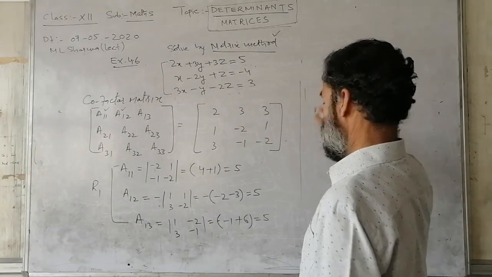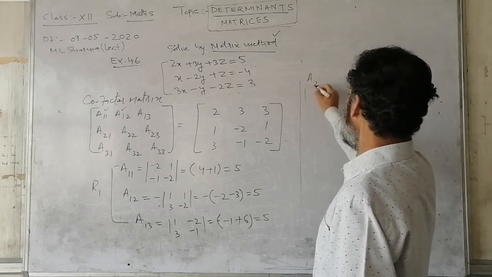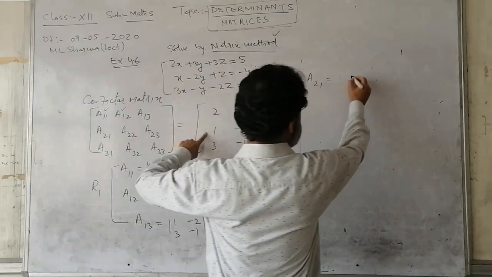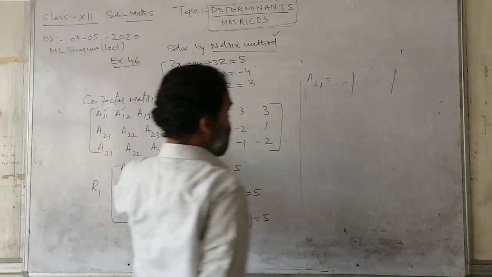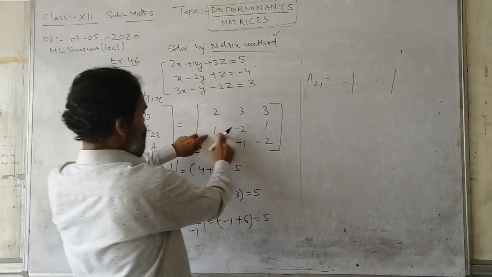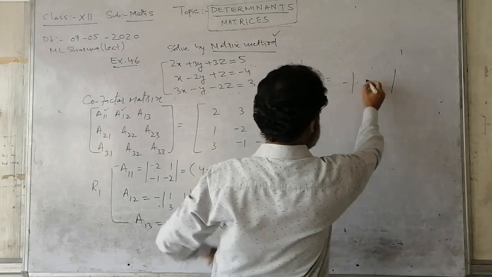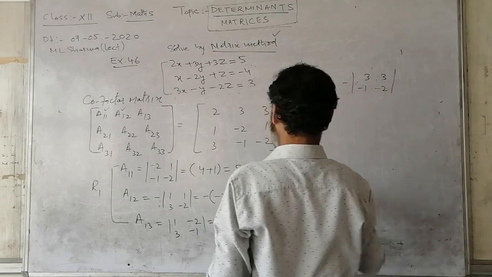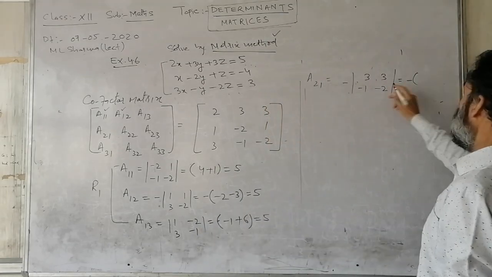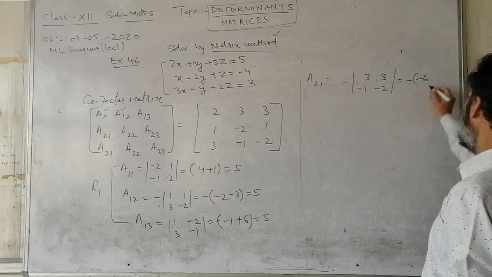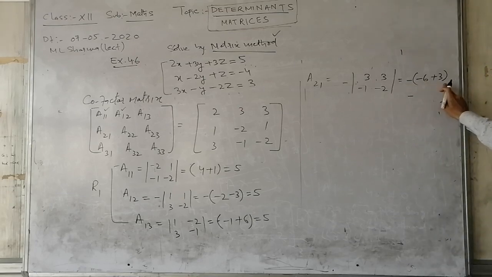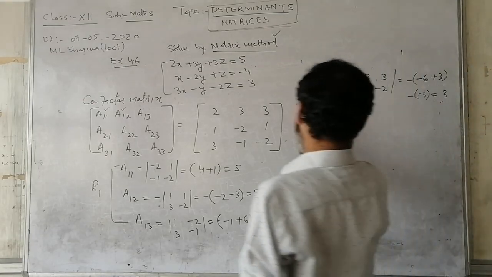So next, A21. For A21, this is the element. Again, a minus sign will be used here. If I delete this row and this column, I am left with the elements 3, 3, minus 1 and minus 2. So this will be minus times minus 6 plus 3. That means minus 6 plus 3, minus 3 inside. So 3. This will be the cofactor of this.